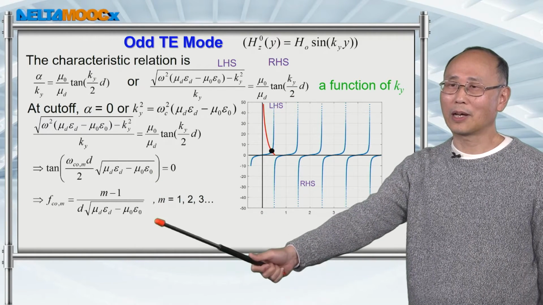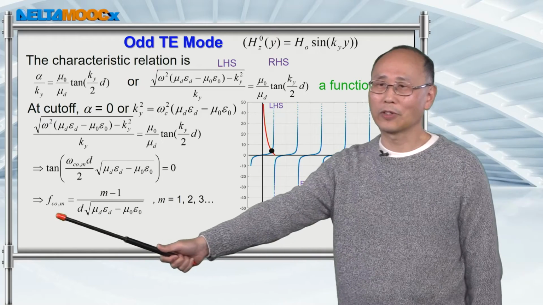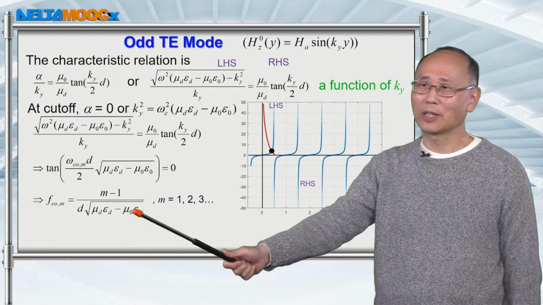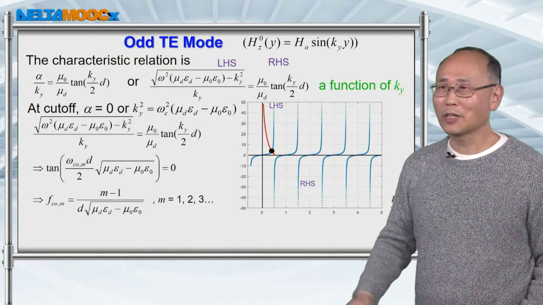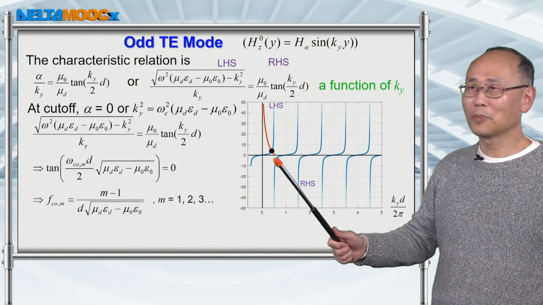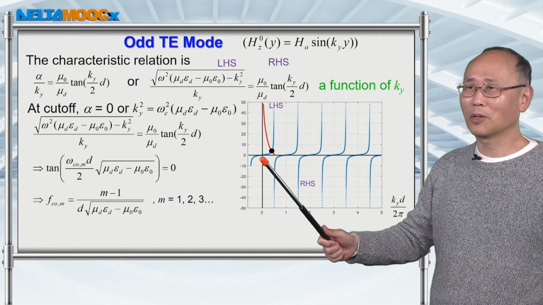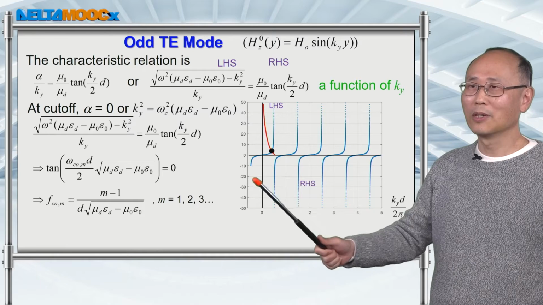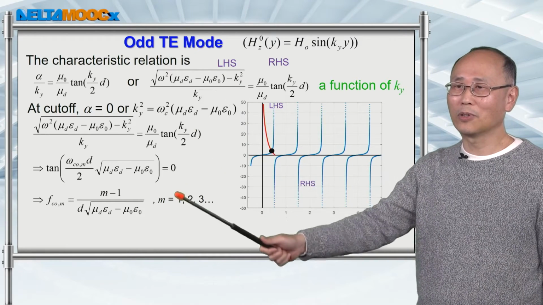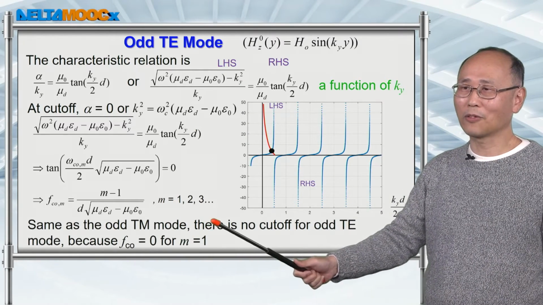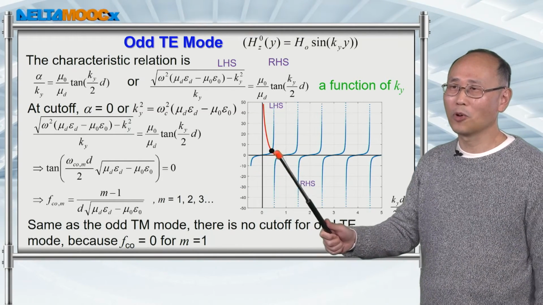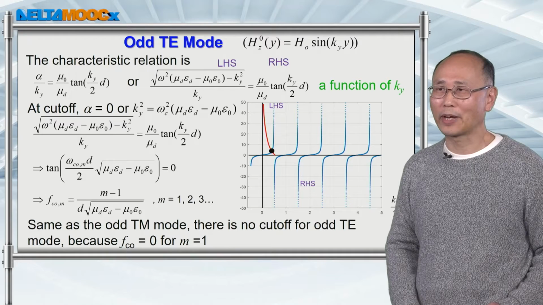So with this, you can write down the cutoff frequency for the mode number m for this even TE mode given by this expression. And you can see that no matter how you push the point toward this origin, there's always one intercepting point. So for this even TE mode, there's no cutoff frequency for the first mode. You always have one mode propagating inside this waveguide.